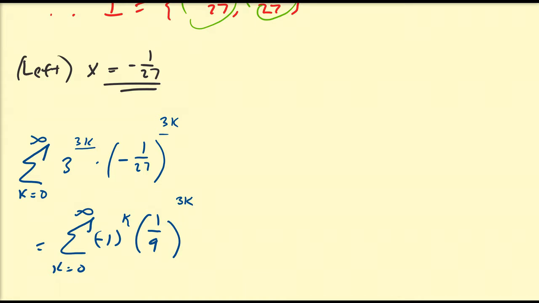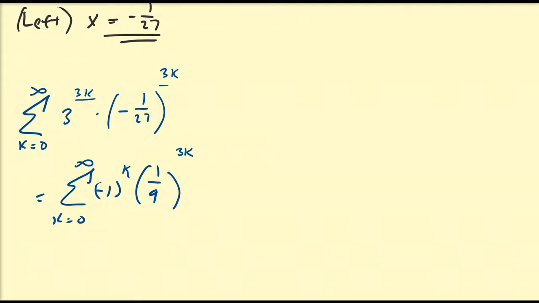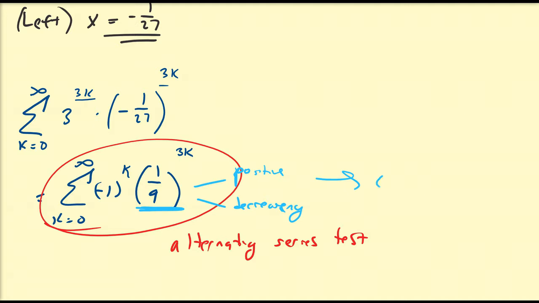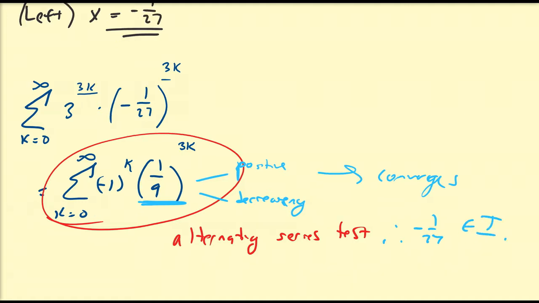To the power 3k. So we can use our alternating series test and primarily focus on this last term. So this is always positive and always decreasing. So that means this converges. So that means the point negative 1 over 27 is an element of the interval of convergence.